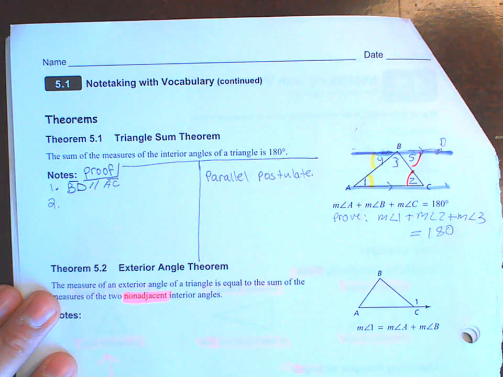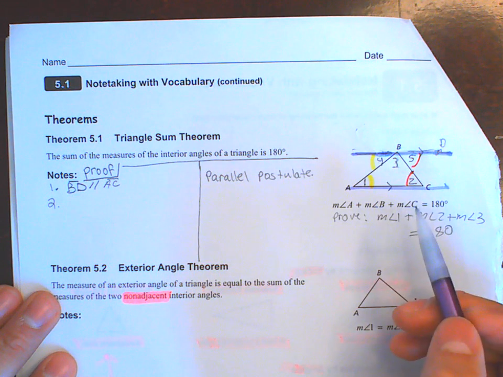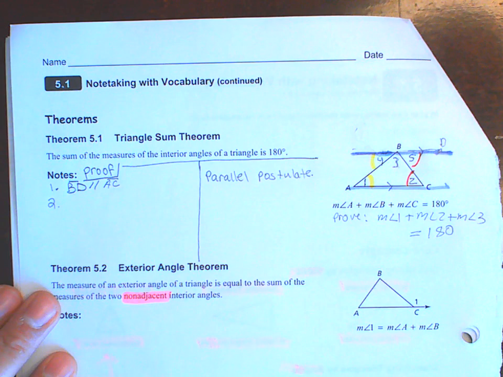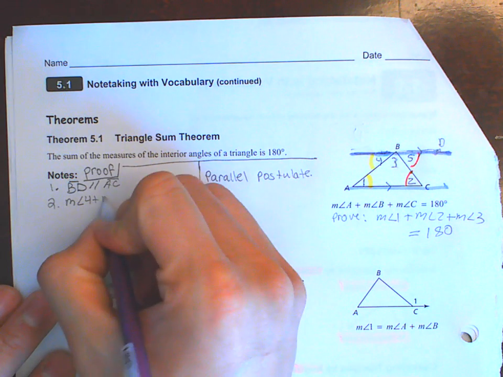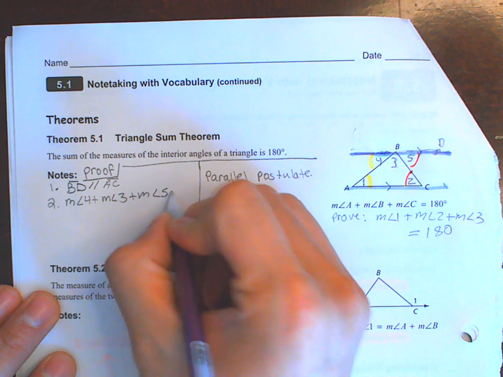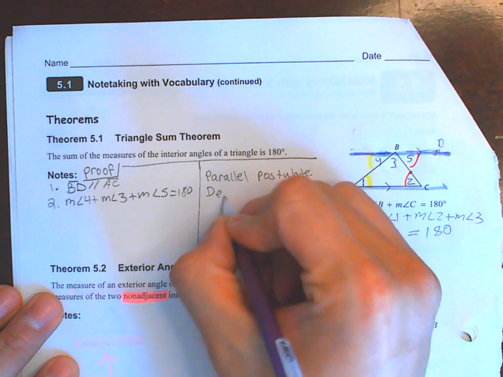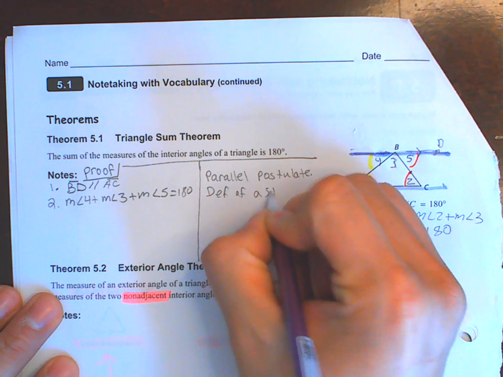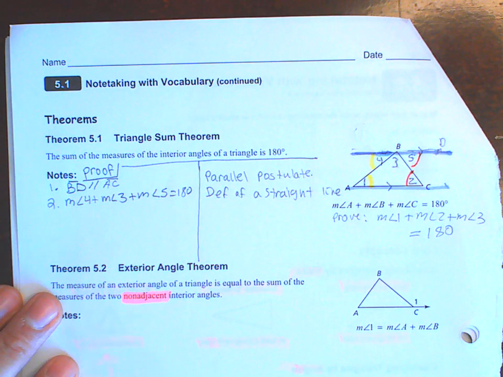Okay, the second thing. Based on the fact that angles 4, 3, and 5 all form, not a linear pair, but their sum is technically 180 degrees because it does make a line. So the measure of angle 4 plus the measure of angle 3 plus the measure of angle 5 equals 180 degrees. And this is just because of the definition of a straight line.